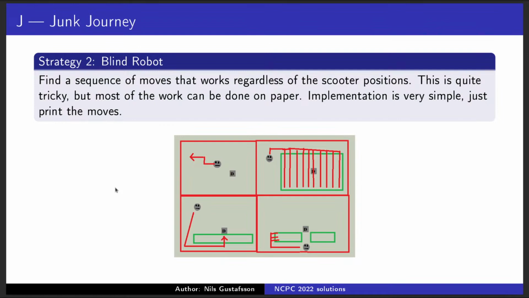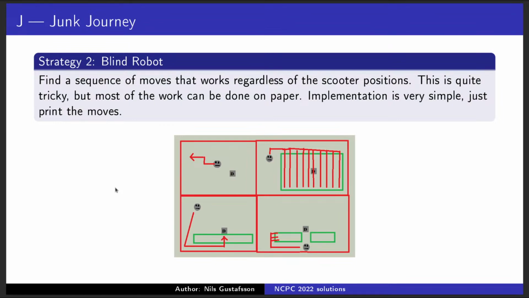So this is, as you can see, a bit complicated to find this sequence, but once you have found it, implementing it is just printing all of this. So you can do almost all of this work on paper while your teammate is coding something else. And then you can just print all the moves. So that's why this strategy is actually not too bad to use.